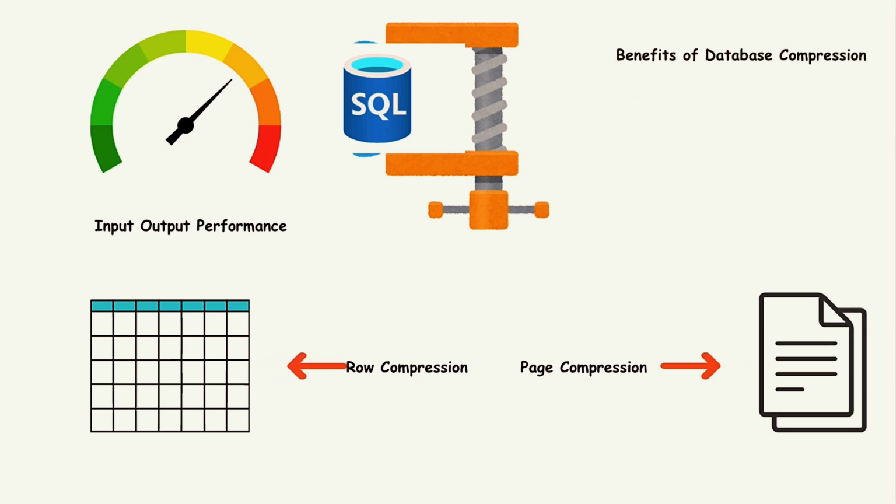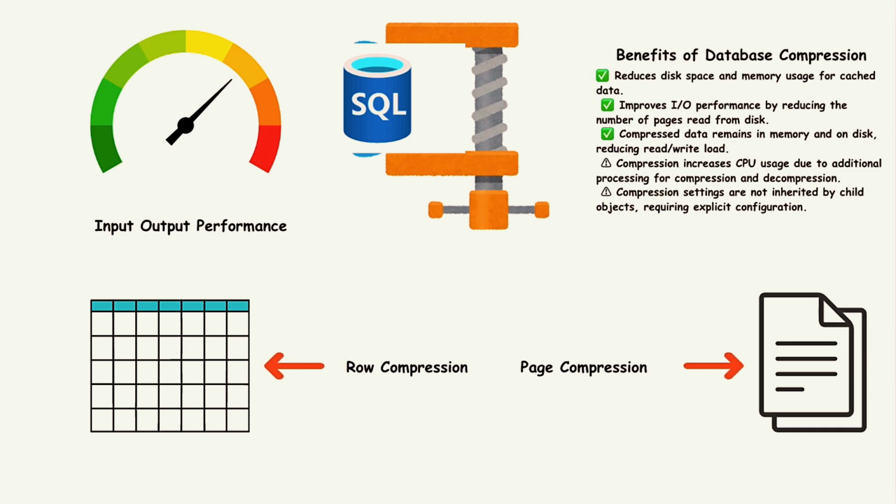If we come to the benefits of database compression, it helps you reduce the disk space and memory usage for cached data, improves I/O performance, and compressed data remains compressed in memory and on disk, reducing the read-write load. There are some cons as well. Compression also increases the CPU usage due to additional processing for compression and decompression. And compression settings are normally not inherited by the child objects, requiring explicit configuration for the child objects.